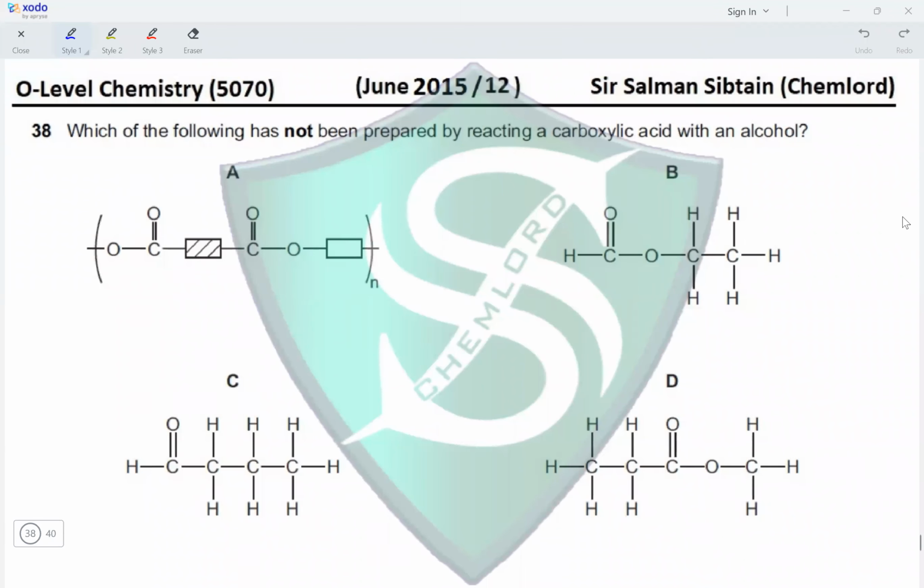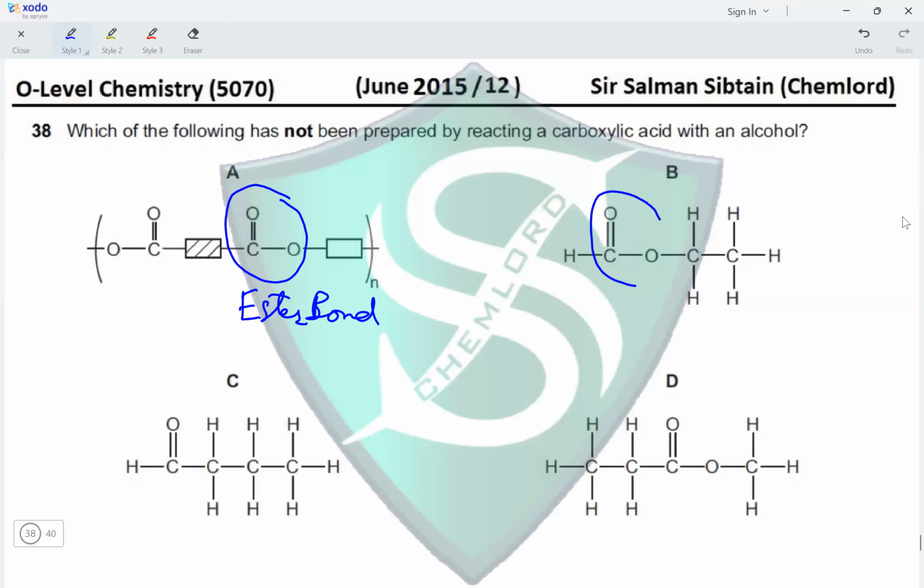Question 38. Which of the following has not been prepared by reacting a carboxylic acid with an alcohol? So the product formed on a reaction of a carboxylic acid with an alcohol would be an ester, which would mean that if one of these is not an ester, then that would not have been made by the reaction of a carboxylic acid with an alcohol. So what we need to locate is the ester bond in these molecules. So in A, we have found the ester bond, C double bond O, single bond O. So A is not the answer.